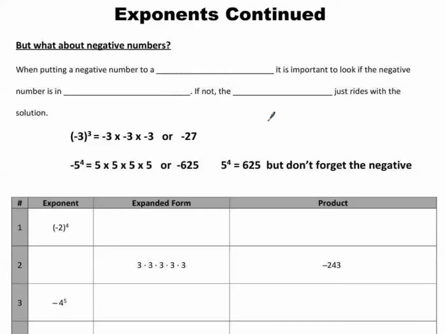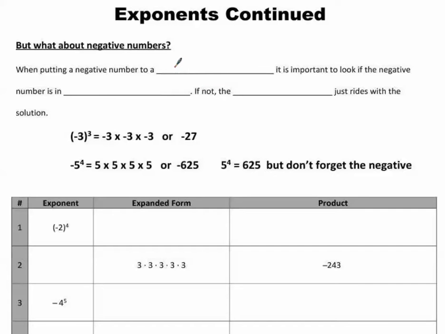Let's talk about exponents with negative numbers. When putting a negative number to an exponent, it is important to look at whether the negative number is in parentheses. If not, the negative just rides with the solution.